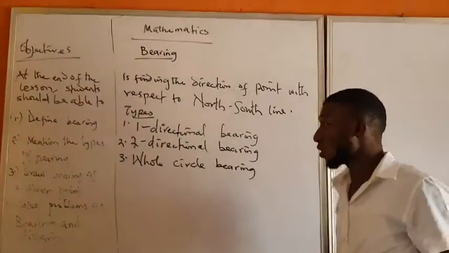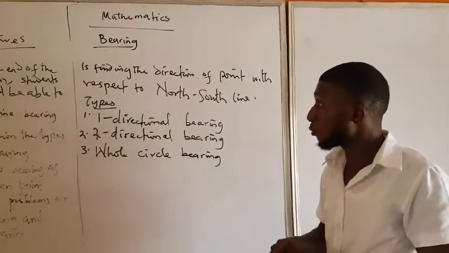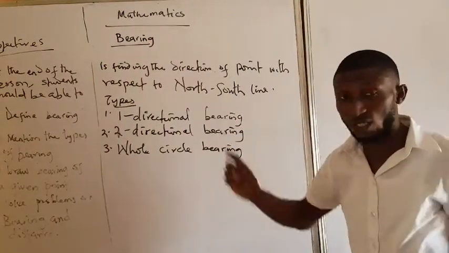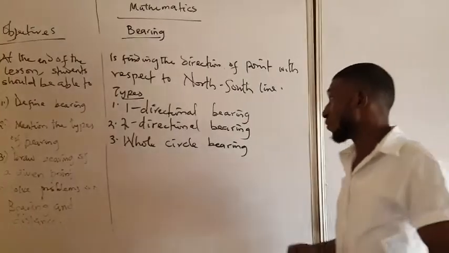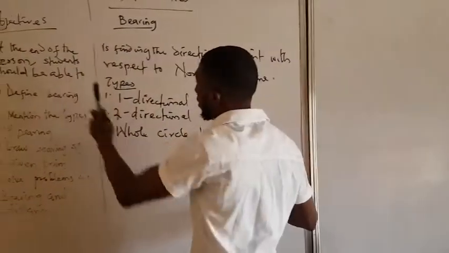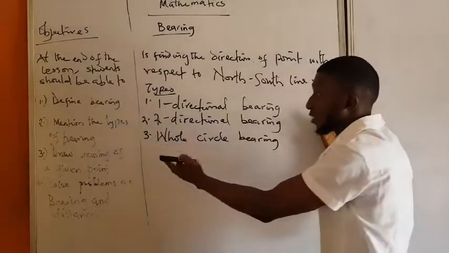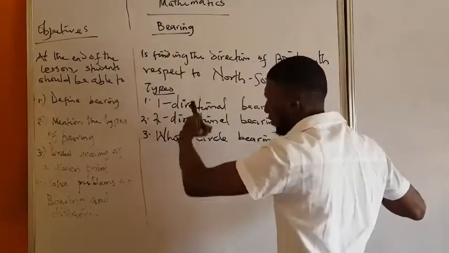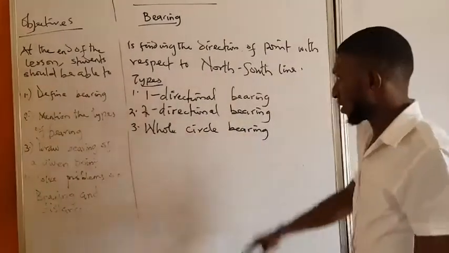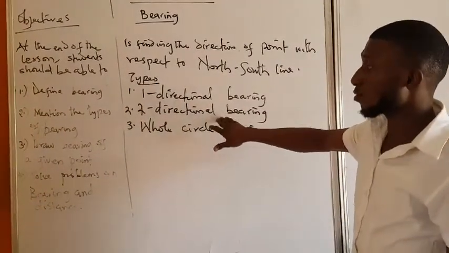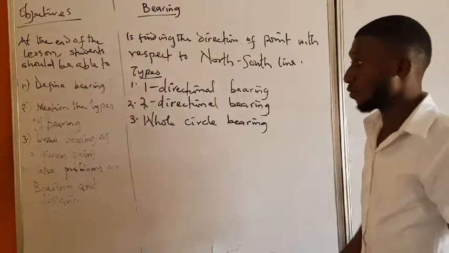The meaning of one directional bearing is that the direction of the point you are looking for is given in a single direction. Our objective of this class is that, at the end of this class, we should be able to define bearing, which is finding the direction of an object with respect to the north-south line. Then we should be able to mention the types of bearing, that is one directional, two directional, and whole circle bearing. And we'll be able to draw the bearing of a given point.